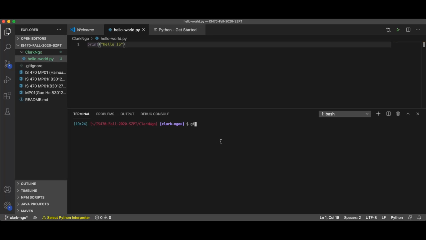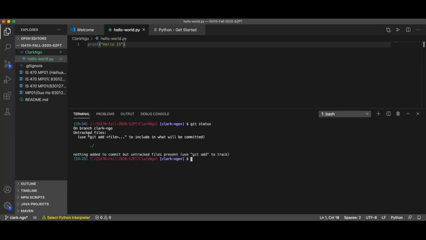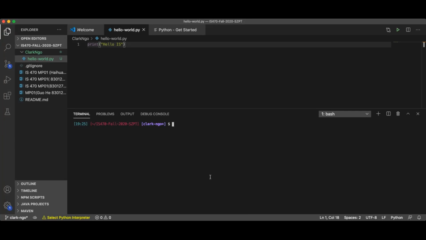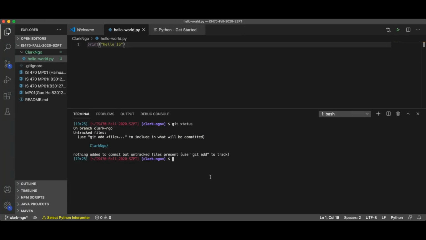One thing that I can check is git status. I would now see untracked files, right? So actually, I could go one step up and do git status again. It says the folder and all the other files inside are not yet tracked. What does it mean? So it's still not part of the version control, right?